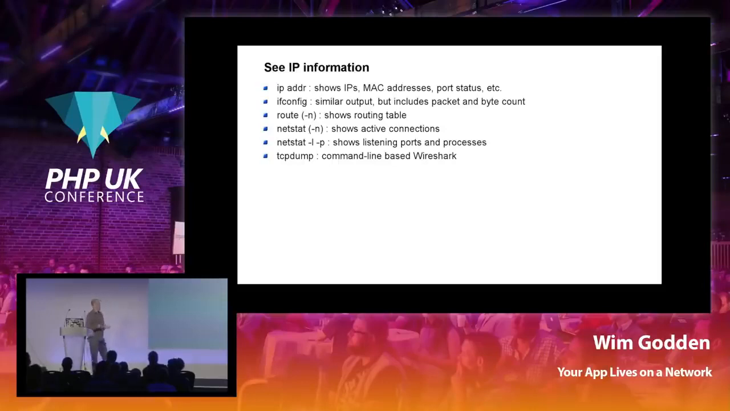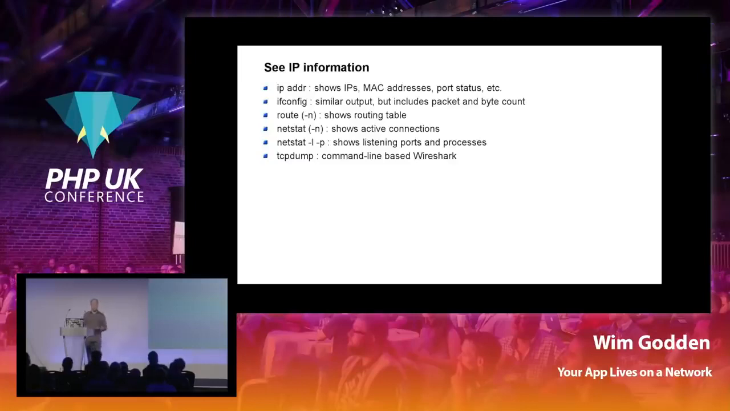So on Linux, ip addr is one of them. It shows you a whole lot of information. ifconfig shows you pretty much the same thing. A little bit less detail, but then again, it also shows you how many packets and how many bytes have crossed the interface, and how many errors you have on the interface. route -n shows you the routing table.